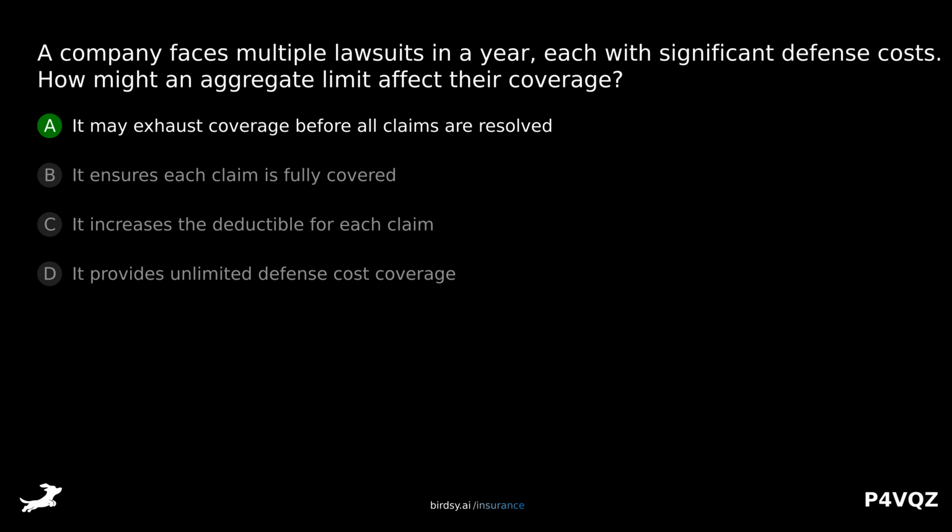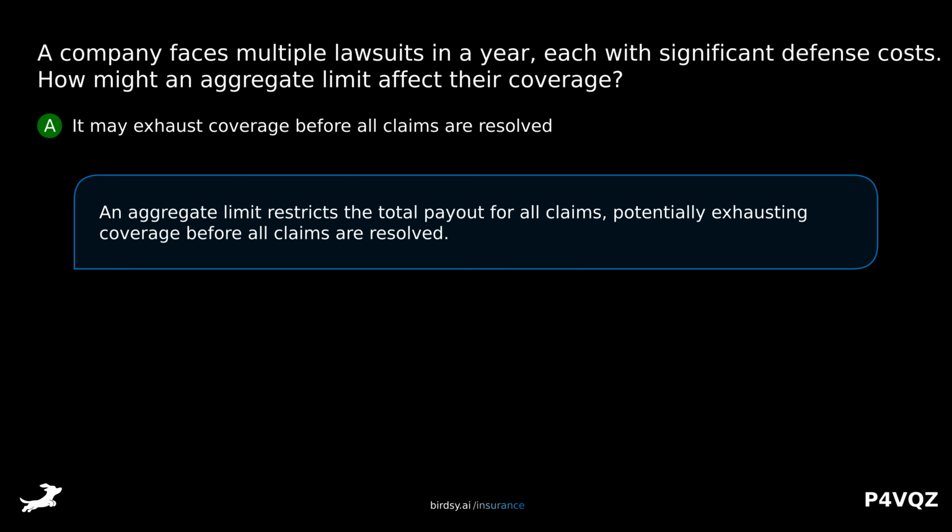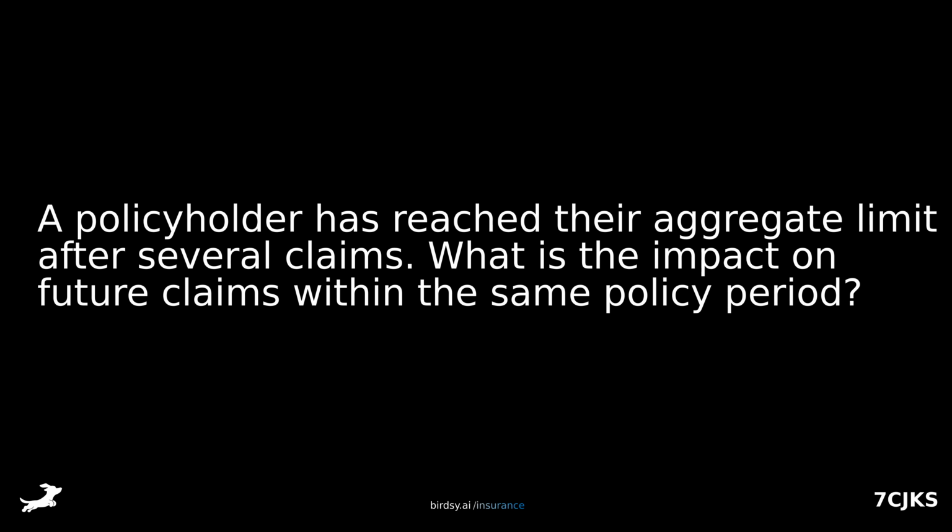The answer is A. It may exhaust coverage before all claims are resolved. An aggregate limit restricts the total payout for all claims, potentially exhausting coverage before all claims are resolved. A policyholder has reached their aggregate limit after several claims. What is the impact on future claims within the same policy period?